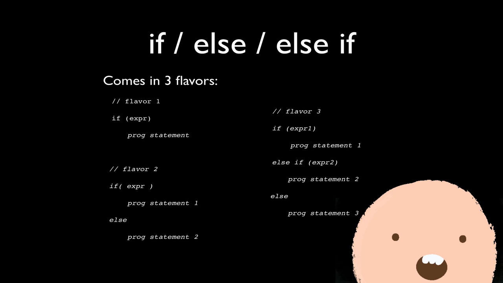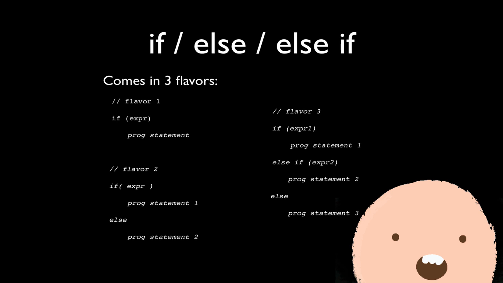In flavor 2, we can add an else clause. So we can say if expression, then do program statement 1 or block 1, then we can put the keyword else followed by another statement or block of statements. So the semantics here are if the expression is true, it'll do the first block. If it's false, it'll do everything following the else statement.